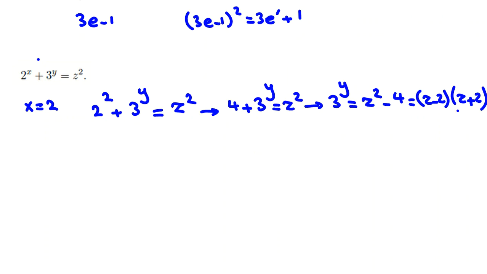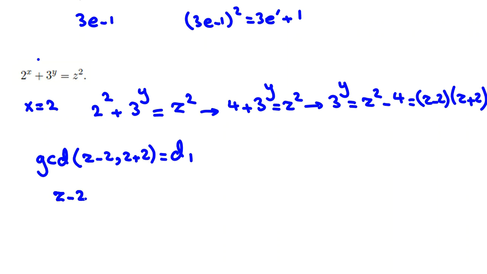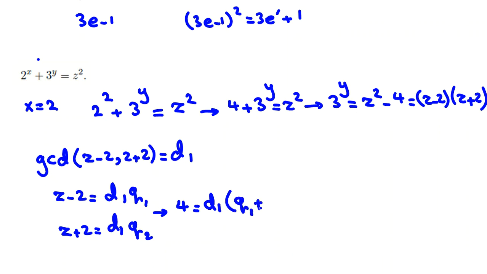So I want to find the GCD of these two numbers like the previous time, exactly similar to lemma 1. You say z minus 2 and z plus 2. Suppose, for example, the GCD is d1. z minus 2 is d1 times something, q1. z plus 2 is d1 q2. So if we add up these two numbers, 4 equals d1 times q1 plus q2.